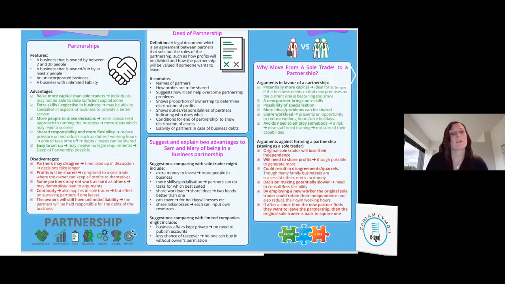Then you've got partnerships. So business, if it asks you for a feature of partnership, these are the features. A business that is owned by between 2 and 20 people. There are a few exceptions for more than 20 people, like law firms can have more than 20, I think, and a couple of others. A business that is owned and run by at least 2 people. So in order to be a partnership, you've got to have 2 people in there.